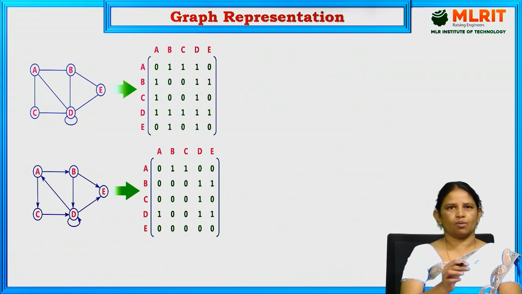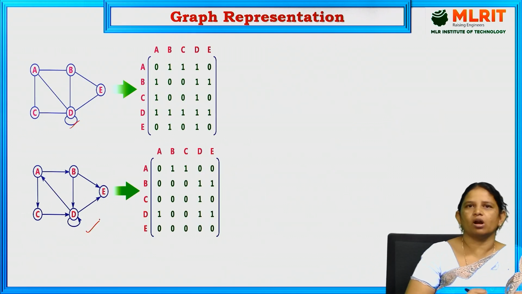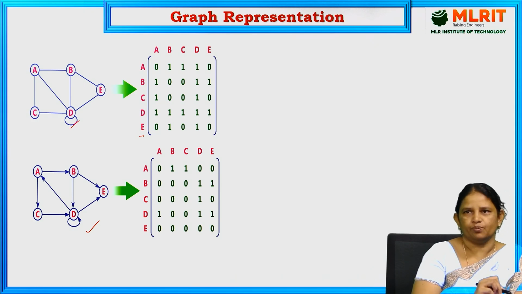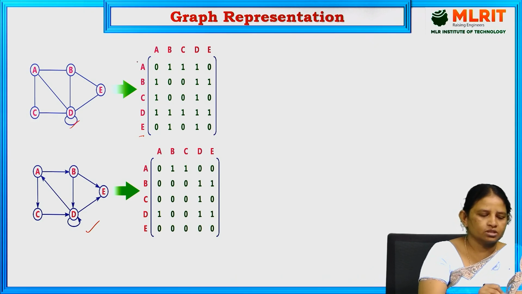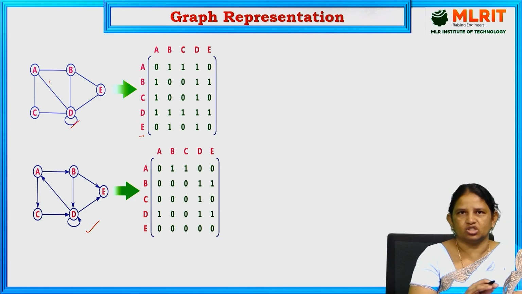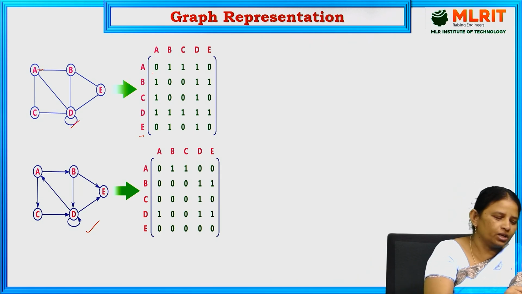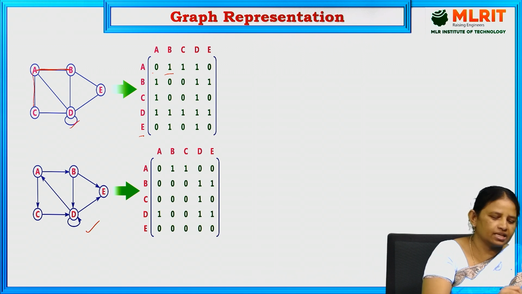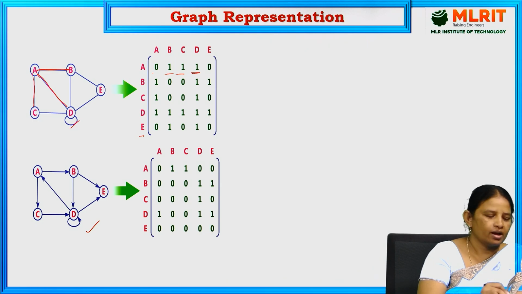Consider this example, one for a directed graph and another for an undirected graph. So this is the graph. How many vertices are there? 5 vertices: A, B, C, D, E. That means 5 rows and 5 columns, A, B, C, D, E. Next, A to A, there is no self edge, so put 0. A to B, edge is present, put 1. A to C, connection is there, put 1. A to D, edge is present, 1. A to E, there is no edge, put 0.